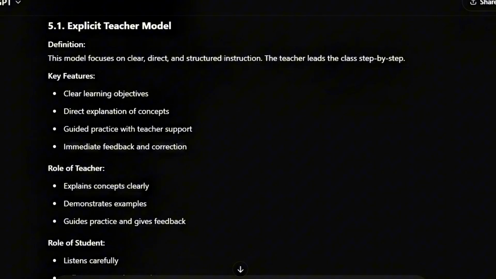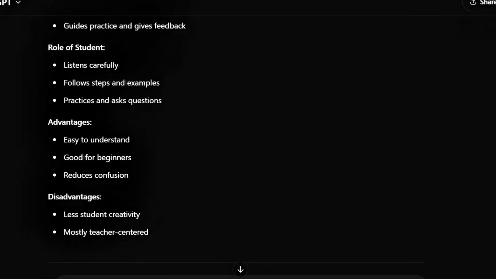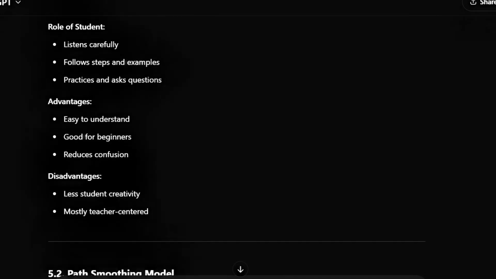Key features: clear learning objectives, direct explanation of concepts, guided practice with teacher support, immediate feedback and correction. Role of teacher: explains concepts clearly, demonstrates examples, guides practice, and gives feedback. Role of student: listens carefully, follows steps and examples, practices and asks questions. Advantages: easy to understand, good for beginners, reduces confusion. Disadvantages: less student creativity, mostly teacher-centered.